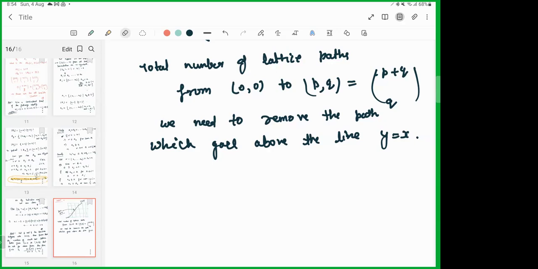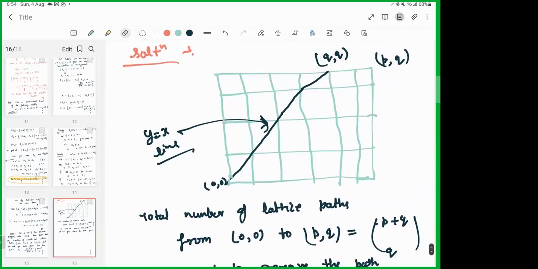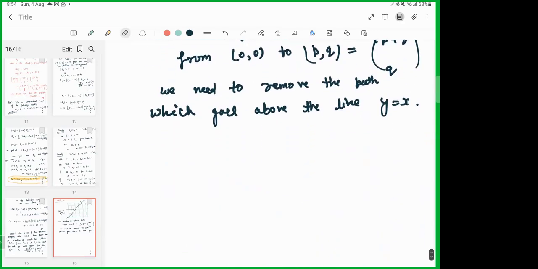Need to remove the path which goes above the line y equals x. Fine. So now shift. I'm doing some one-to-one correspondences. That's why I'm shifting.